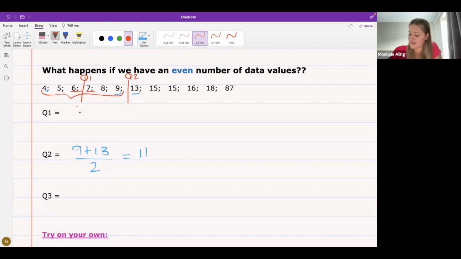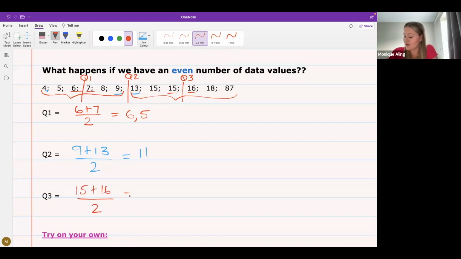Okay, so just like we did with the median, you add them together, you divide by 2, so you can get the exact middle, which is 6,5. Then we look at the second half of our data set and we find the middle number there to get quartile 3. And again, we have 2 in the middle, 15 and 16. So quartile 3 will be in the middle of them. We add them together and we divide by 2, which gives us 15,5.